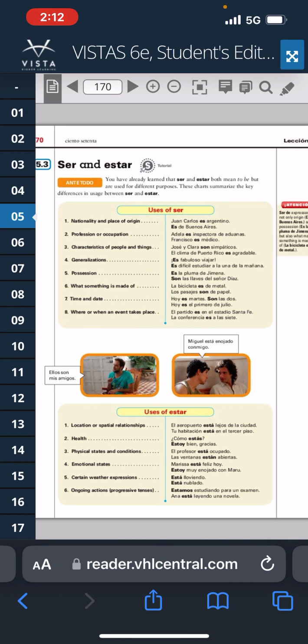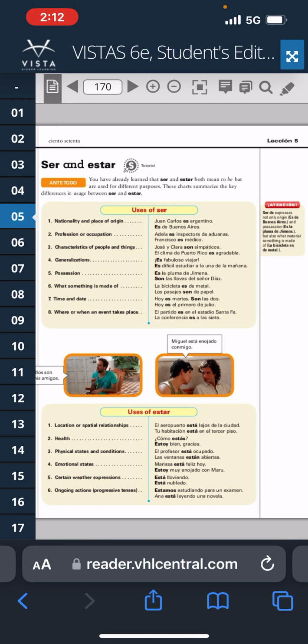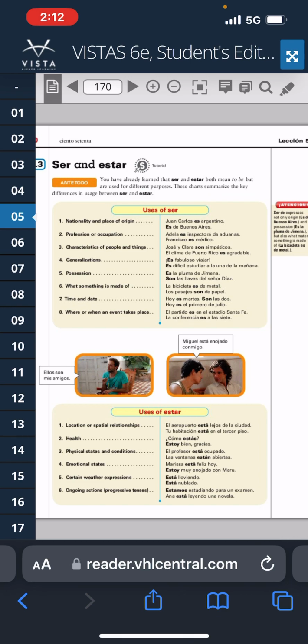Uses of ser. One, nationality and place of origin. Juan Carlos es argentino. Es de Buenos Aires. Two, profession or occupation. Adela es inspectora de Honduras. Francisco es médico. Three, characteristics of people and things. José y Carla son simpáticos. El clima de Puerto Rico es agradable.